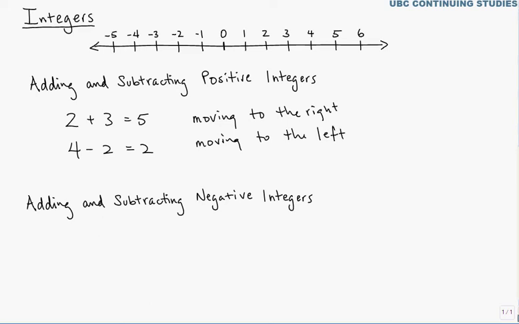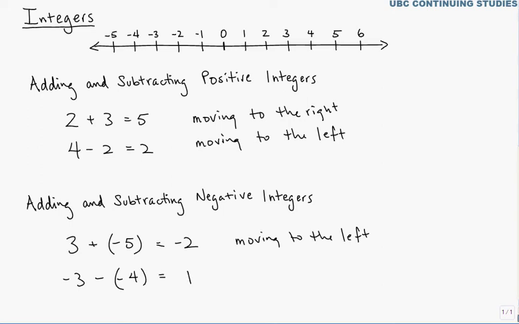This is useful when we get into adding and subtracting negative integers. So if we're looking at something like 3 plus negative 5, that's equal to negative 2. So it's a little bit like moving to the left on the number line. And subtracting, let's say something like negative 3 minus negative 4, that's equal to positive 1. So we've moved to the right on the number line.